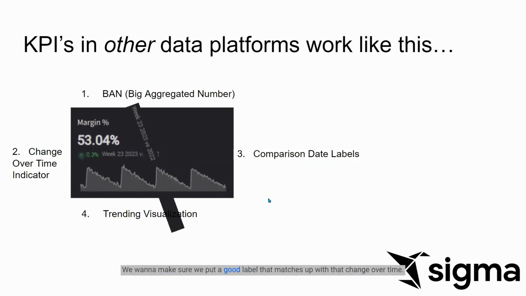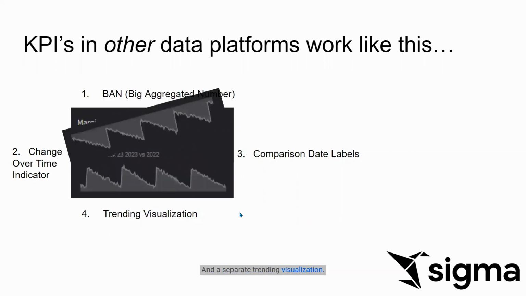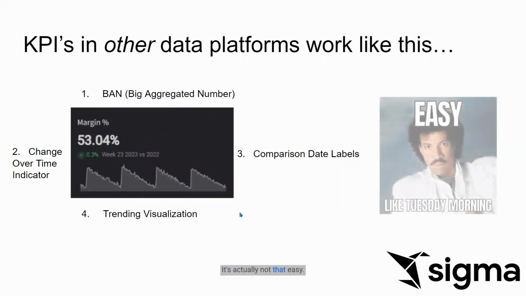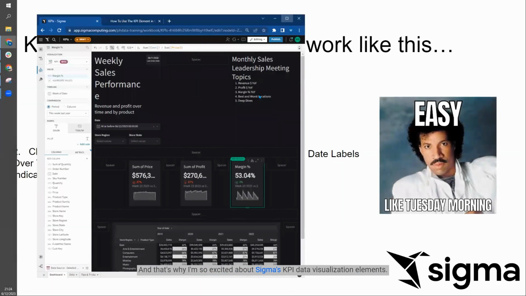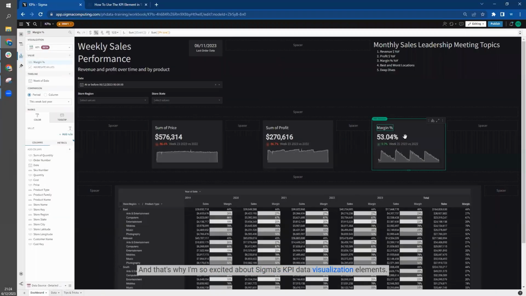We want to make sure we put a good label that matches up with that change over time and a separate trending visualization. It's actually not that easy. It's a bunch of separate parts, and we end up having to squeeze them together, and the tiling never works out great. And that's why I'm so excited about Sigma's KPI data visualization elements.